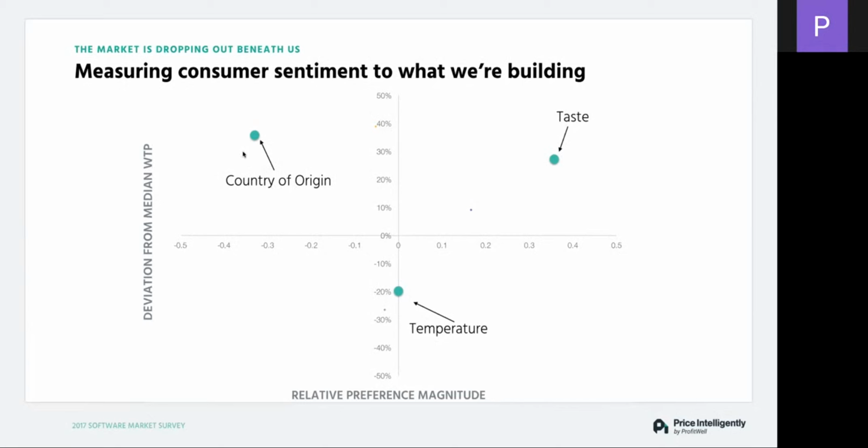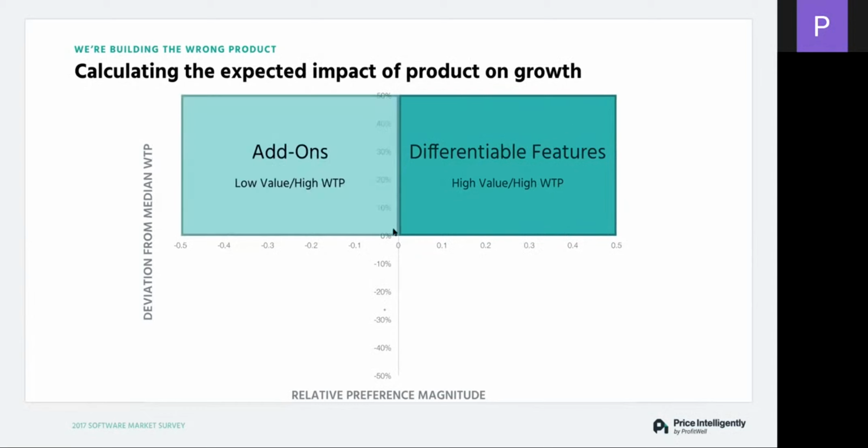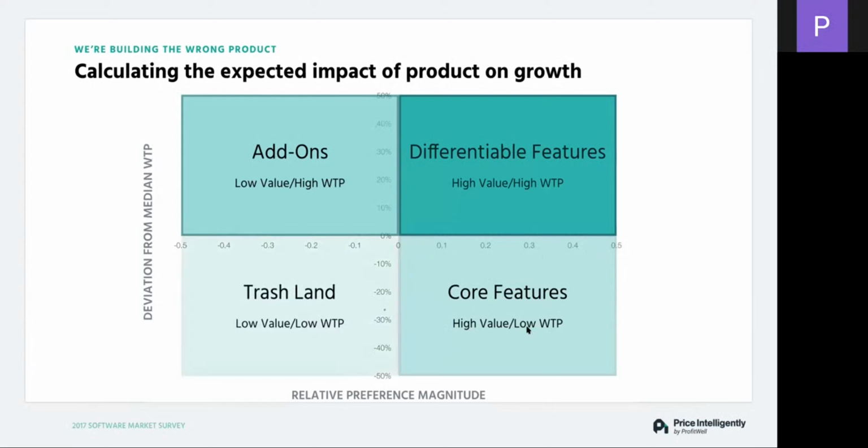So the framework is, if I find a feature, a value proposition, an aspect of the product that in aggregate for that segment is highly valued, and the people who care about it as their number one are willing to pay more for it, that's a differentiable feature. Low value relative to everyone else, but the people who really care about it are willing to pay more. That's an add-on. High value relative to everyone else, and the people who really care about it aren't willing to pay more. This is typically a core feature.